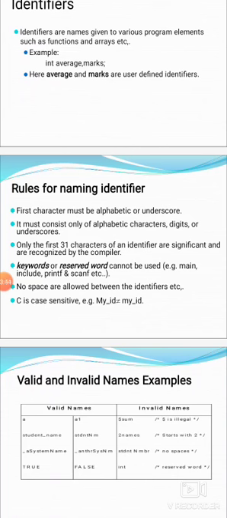Since C is case sensitive, the identifier should be named with clear case sensitivity. That is, if you give the name as a capital letter, that should be given everywhere in a capital letter only. For example, capital MY_ID is not equivalent to small my_id.